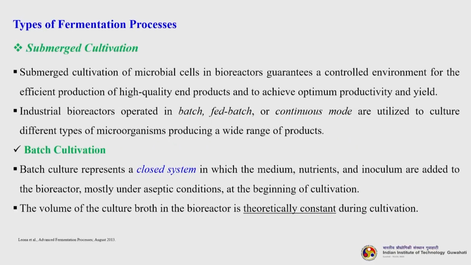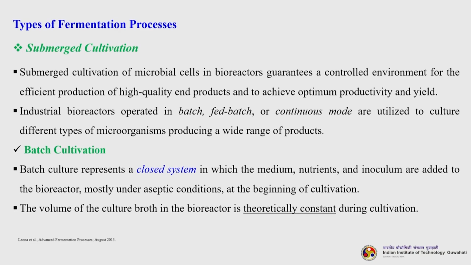Okay. So, let us then understand the different types of fermentation processes. Submerged cultivation. Now, submerged cultivation of microbial cells in bioreactors guarantees a controlled environment for the efficient production of high quality end products and to achieve optimal productivity and yield. Industrial bioreactors operated in batch, fed batch and continuous mode are utilized to culture different types of microorganisms producing a wide range of products. So, we will discuss these three briefly.